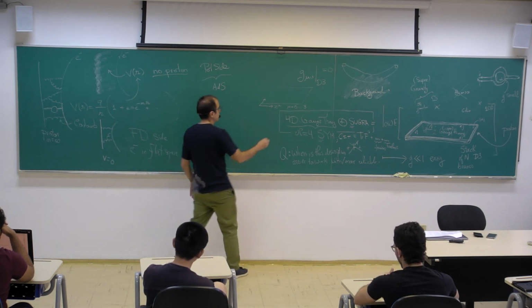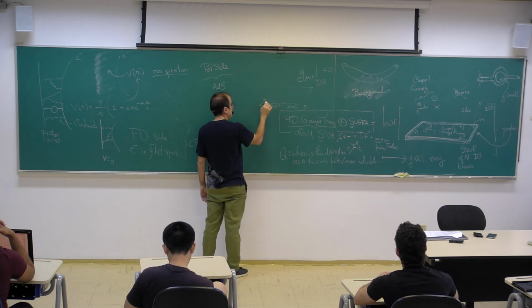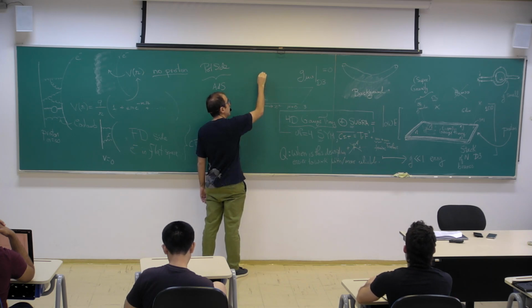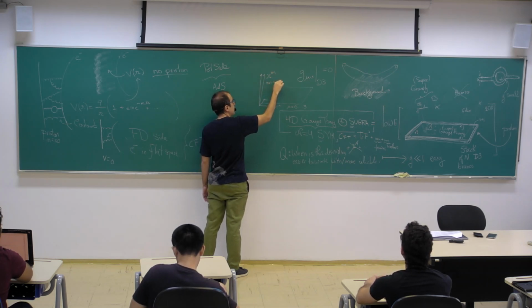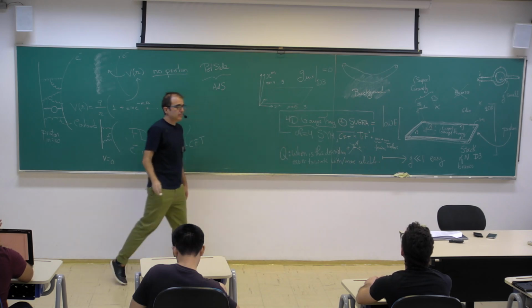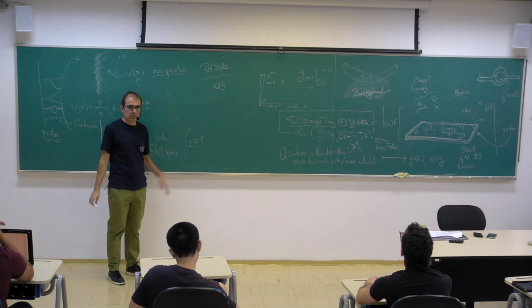And then there are orthogonal directions. There are 6 such directions. This would be the x^m, where m takes values 4, 5, up to 9. This would be the direction orthogonal to the stack of branes. Do you agree?